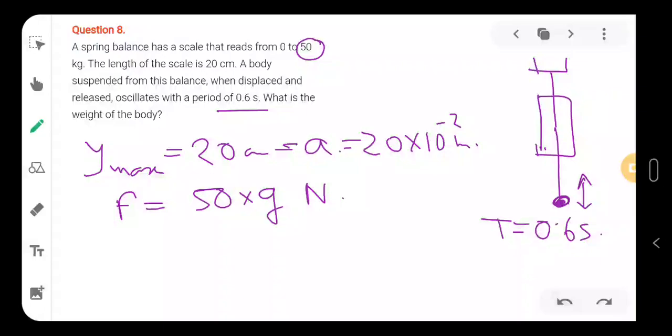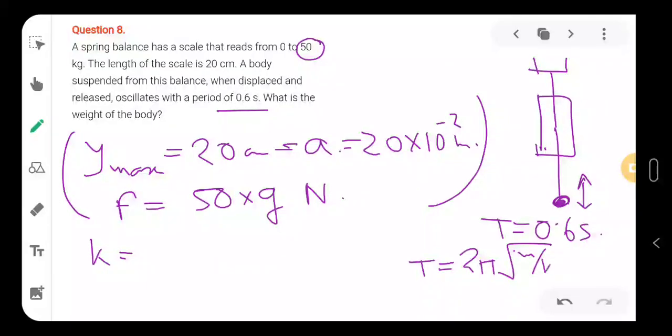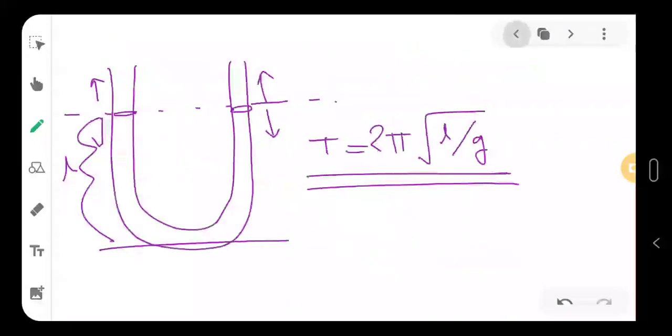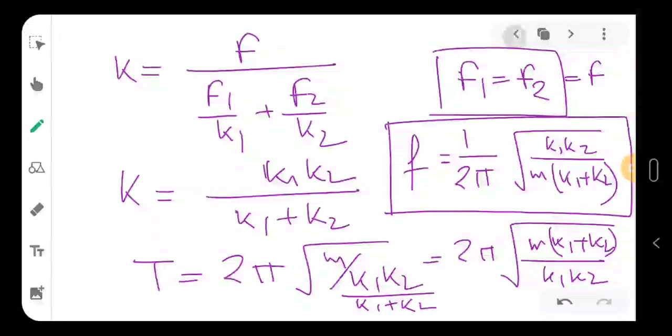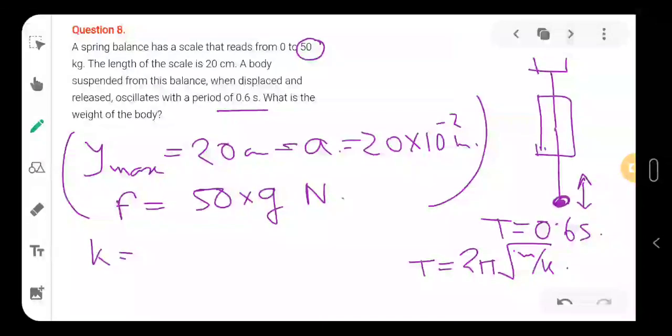So from this information, what I'm going to find out? I'm going to find out the K. Why? Because in this case, I know that T is 2 pi root over m by K. So that means in the last example we have seen this formula, right? That is m by K. So in this case, we need to find out K in order to find out mass, because we know the time period. So how to find out K?